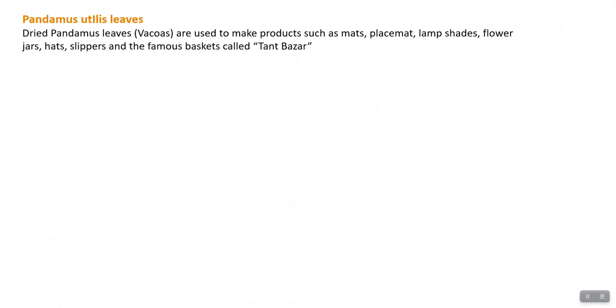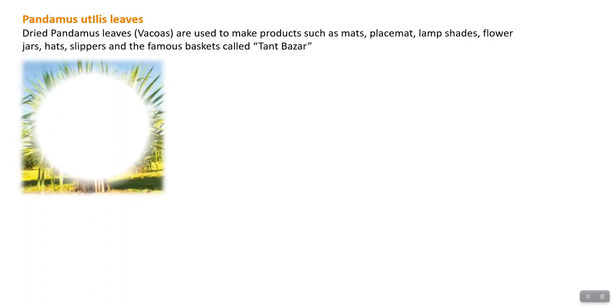One example of eco-material is the Pandanus utilis leaves, which we generally call vacoas in Mauritius. Dry Pandanus leaves are used to make products such as mats, placemats, lampshades, flower jars, hats, slippers, and the famous baskets in Mauritius. We call it ton bazar.